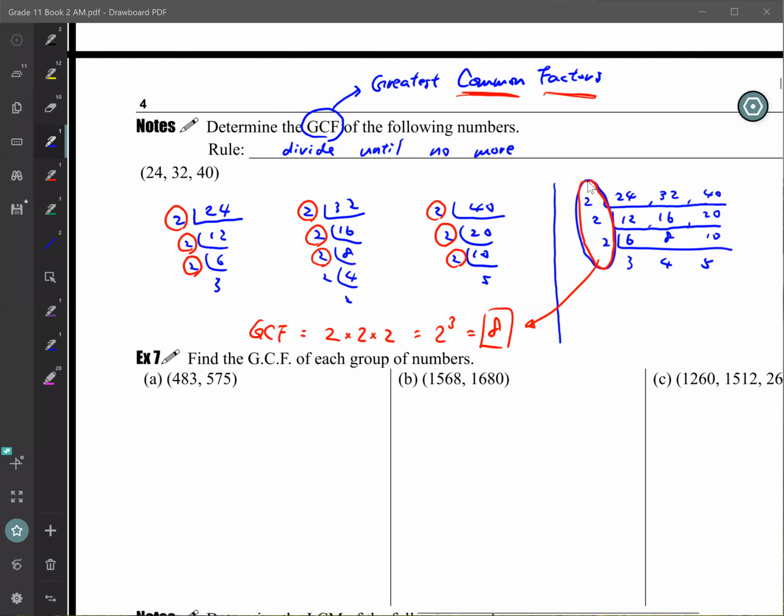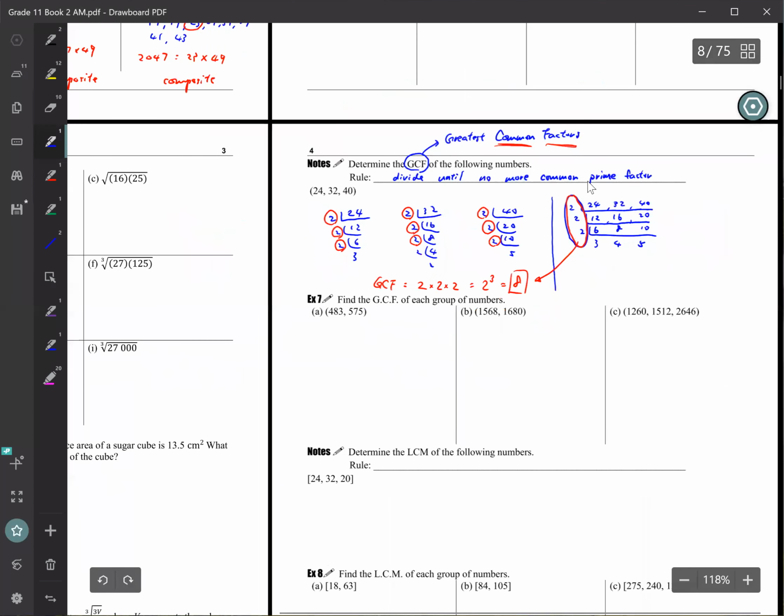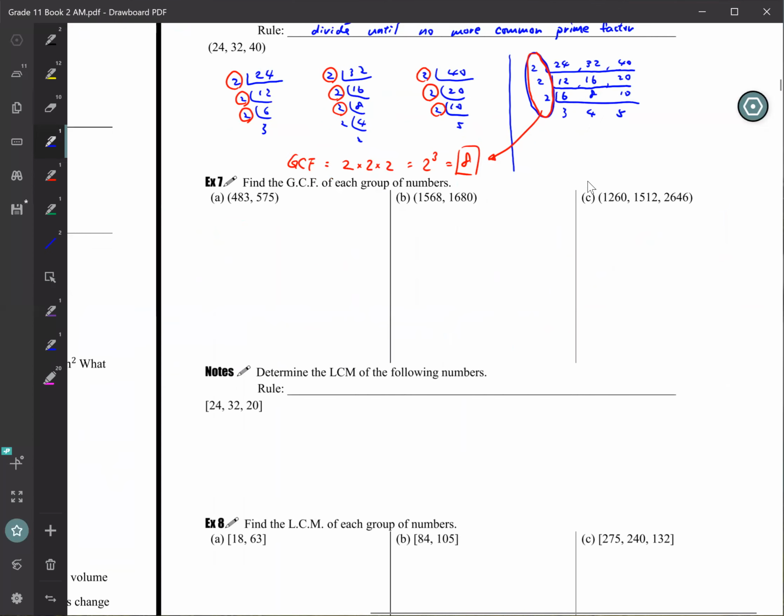Okay, so divide until no more common primes. Prime factor. Okay, so keep dividing until you cannot find anything common to divide. So let's look at the rule for LCM. It's the same set of numbers. This time, because we already factored it, we can just use the same result. I'll write, list it out.